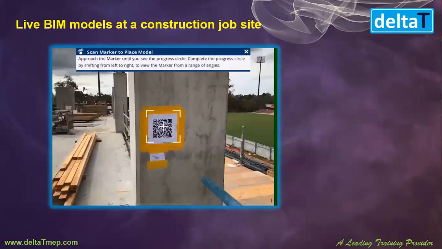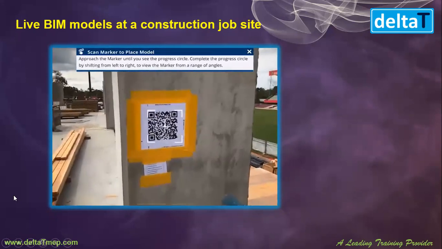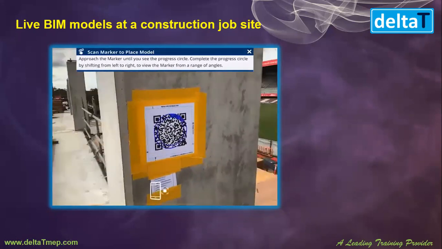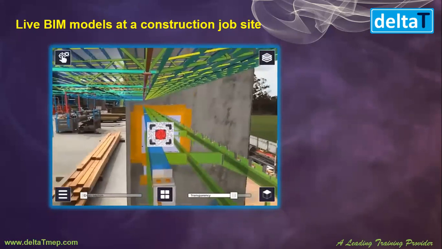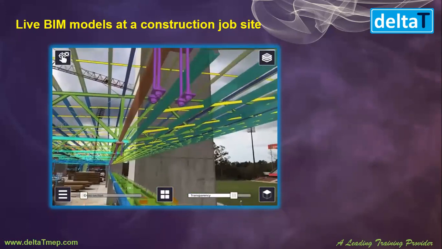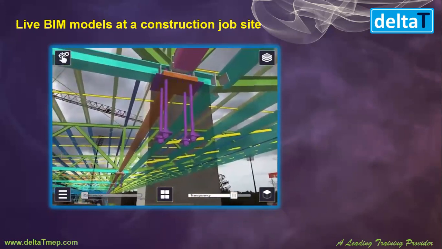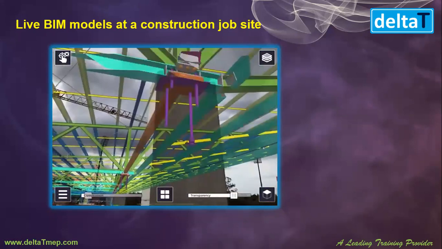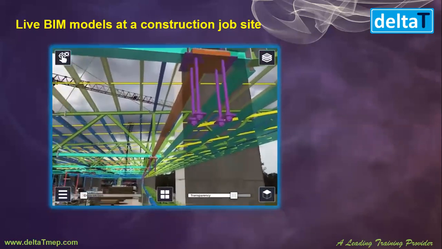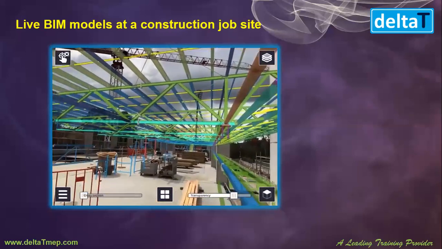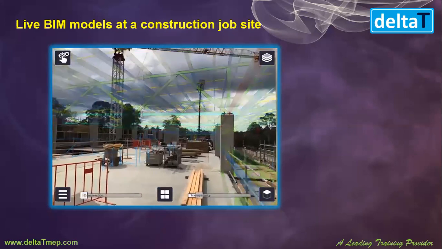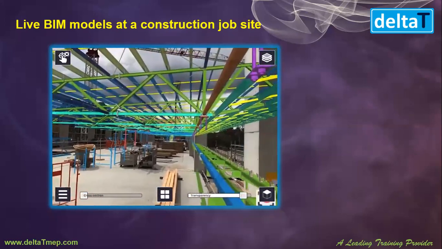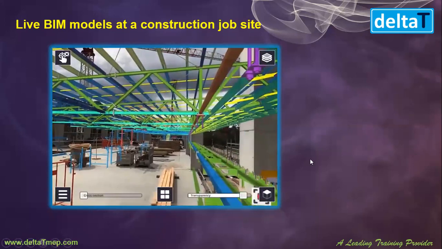Then we can see one small example. This is a site which is not constructed yet, but we are using a scanner and we have a BIM model which is already created in 3D. See how it can be seen. You can see before construction how the construction will be done on site itself. So this is a small part of BIM.